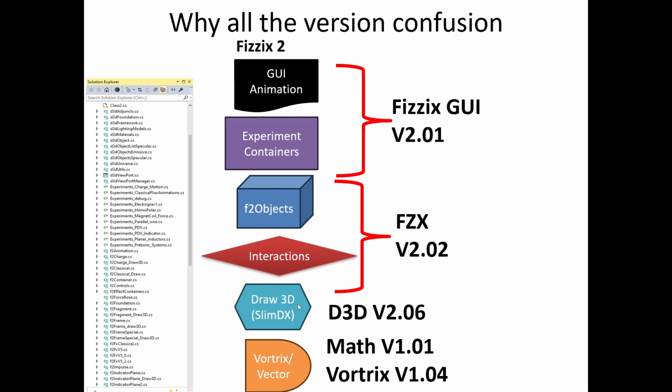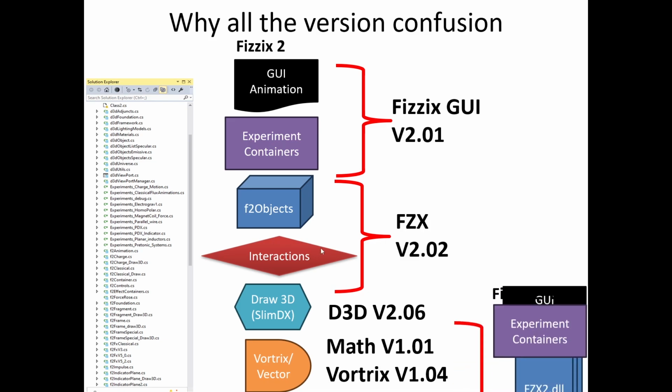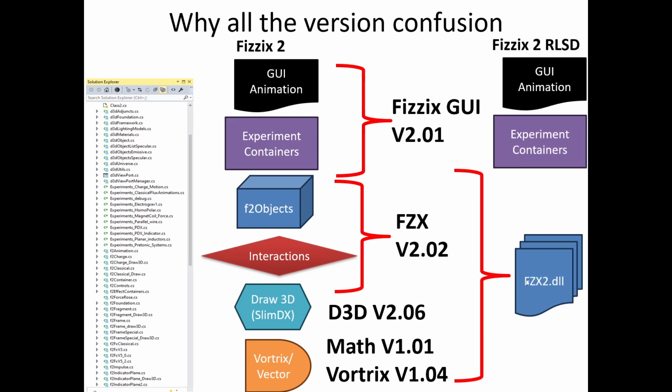The SlimDX wrapper called Draw3D is version 2.06. The math library for the vectors is version 1.01, and the Vortex library is going to be 1.04. 1.04 is coming out a little later. You're going to get 1.03 with the release, but eventually I'm going to release a new Fizzix D2 DLL, which is going to contain all of this.